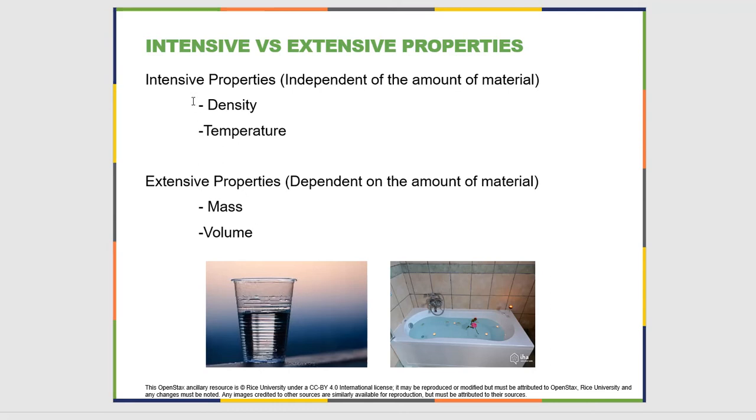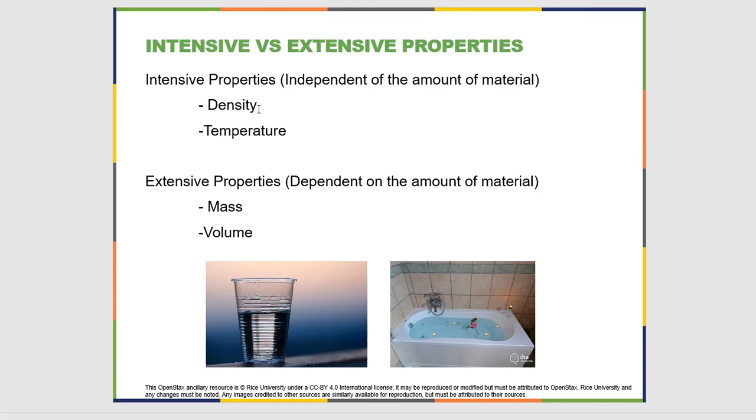So intensive properties are properties that are independent of the amount of the material. So it doesn't matter how much material we have. And we just mentioned density is an intensive property. It doesn't matter where the gold comes from. Its mass to volume ratio is constant.